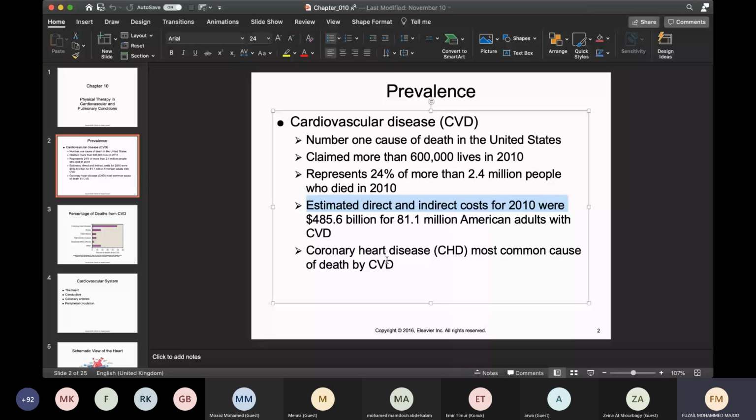So the other thing is the percentage of deaths from CVD. So what do we see here? Coronary heart disease.